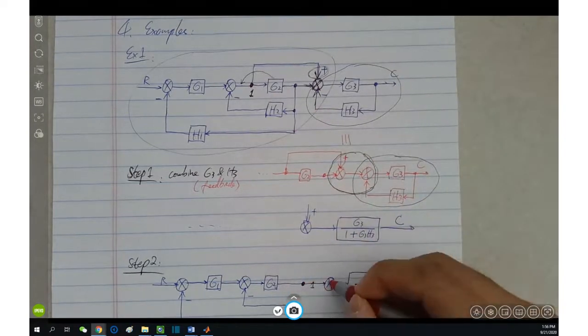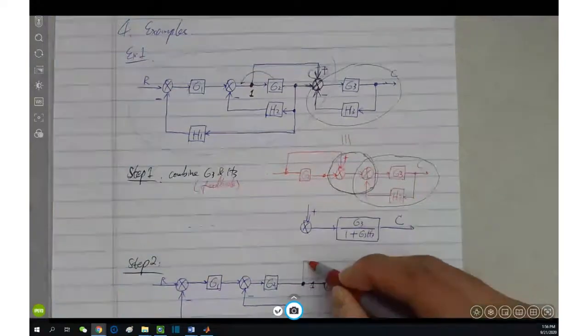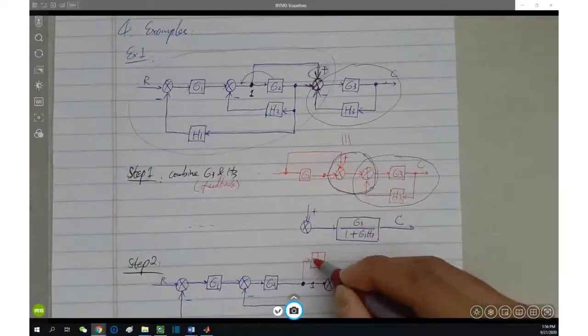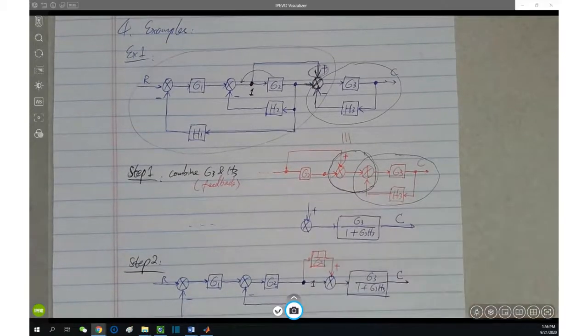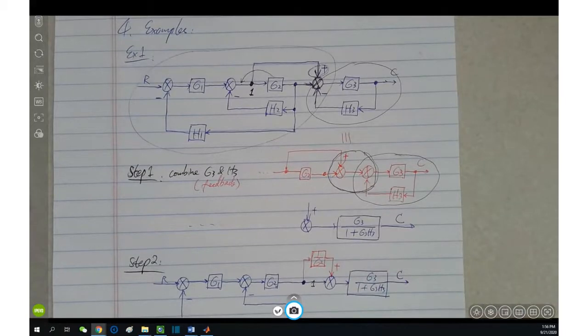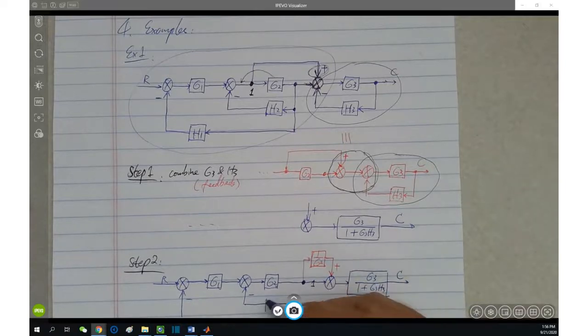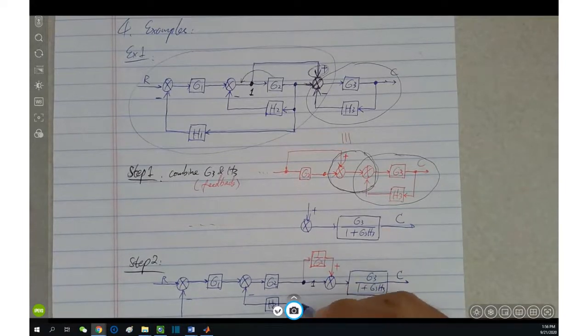To reach the next summing junction. Be very clear in your mind. Be very, very clear in your mind. Okay. The rest of the thing remains the same.